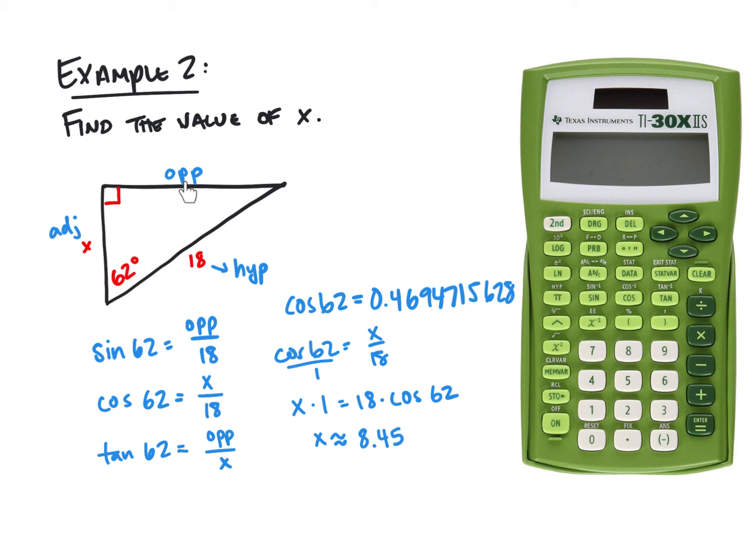If I wanted to find this side, I would use the same idea here, but I would use my sine ratio. For instance, if there was a problem where there was another variable here, maybe a y right there, then I would do the same idea, but I would use sine 62 equals y over 18, and then I would work it out the same as what I did here, only using sine of 62 instead of cosine. And that's what we can use this SOHCAHTOA stuff for. We can look at a triangle where we don't have enough information to use the Pythagorean theorem, and we don't have enough information to use a 30-60-90 or a 45-45-90 trick, and we can still find a missing side.